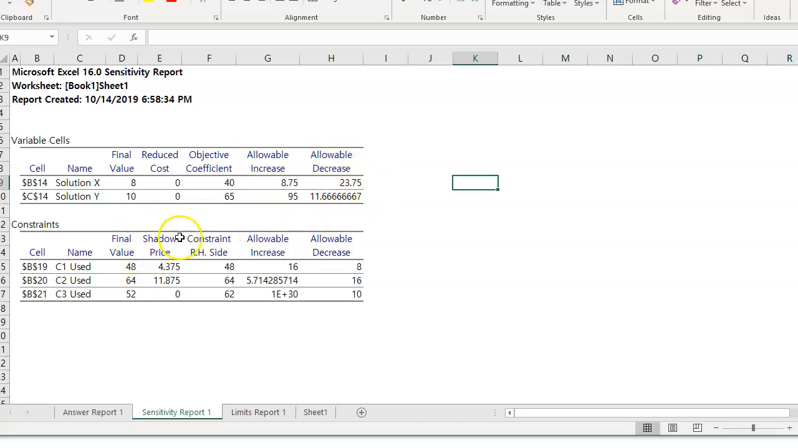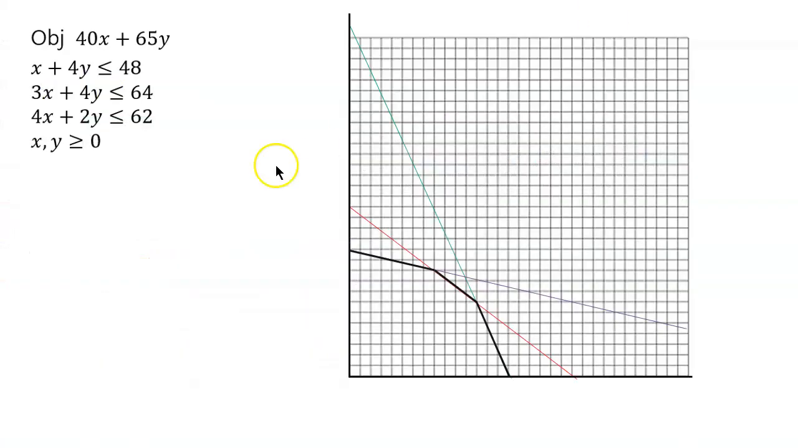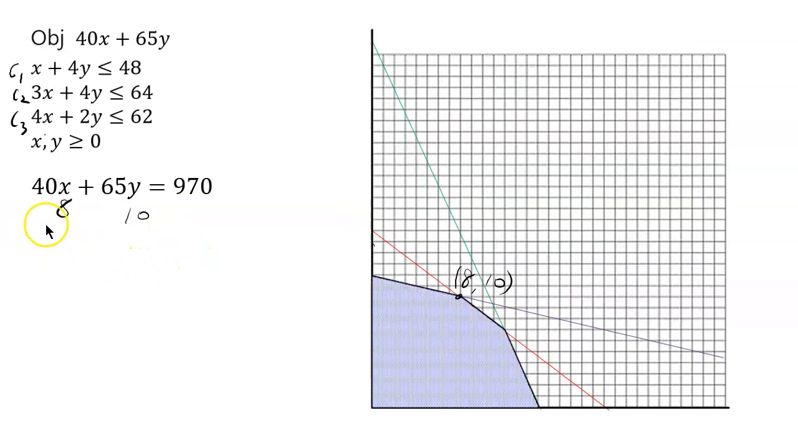In this video I want to explain the shadow price and also explain to you how this number 4.375 is obtained. Now, this linear problem, we already know that it has the optimal solution at 8, 10 with the maximum value of the objective function as 970. And while we were solving this, we named these three inequalities as the inequalities for constraint 1, constraint 2, constraint 3.